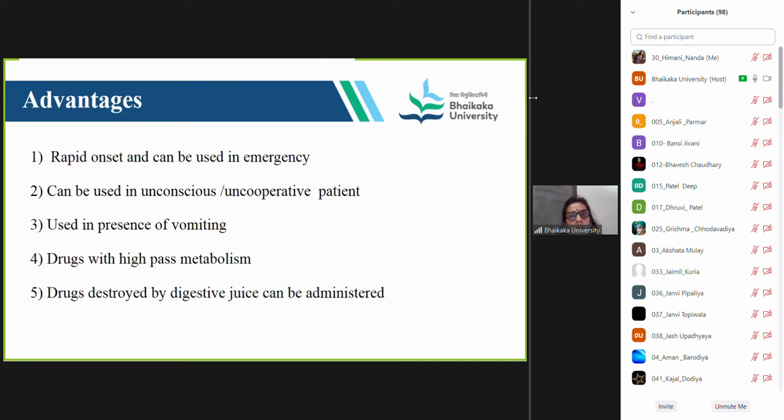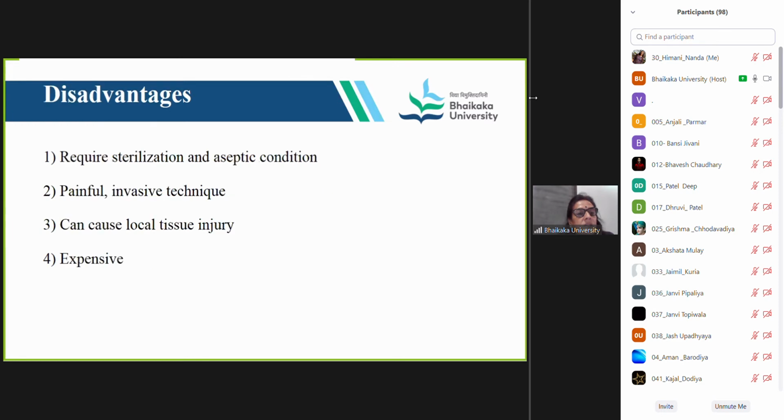See, there is one key which you can remember, but don't quote me anywhere that madam has told. Just remember, the advantages of parenteral could be the disadvantages of oral. It is a zigzag manner. Just observe here: rapid onset and use in emergency are advantages of parenteral, and this statement could be a disadvantage of oral route. So you have to apply that to the advantages and disadvantages of parenteral. Here the disadvantages of parenteral could be the advantages of oral.